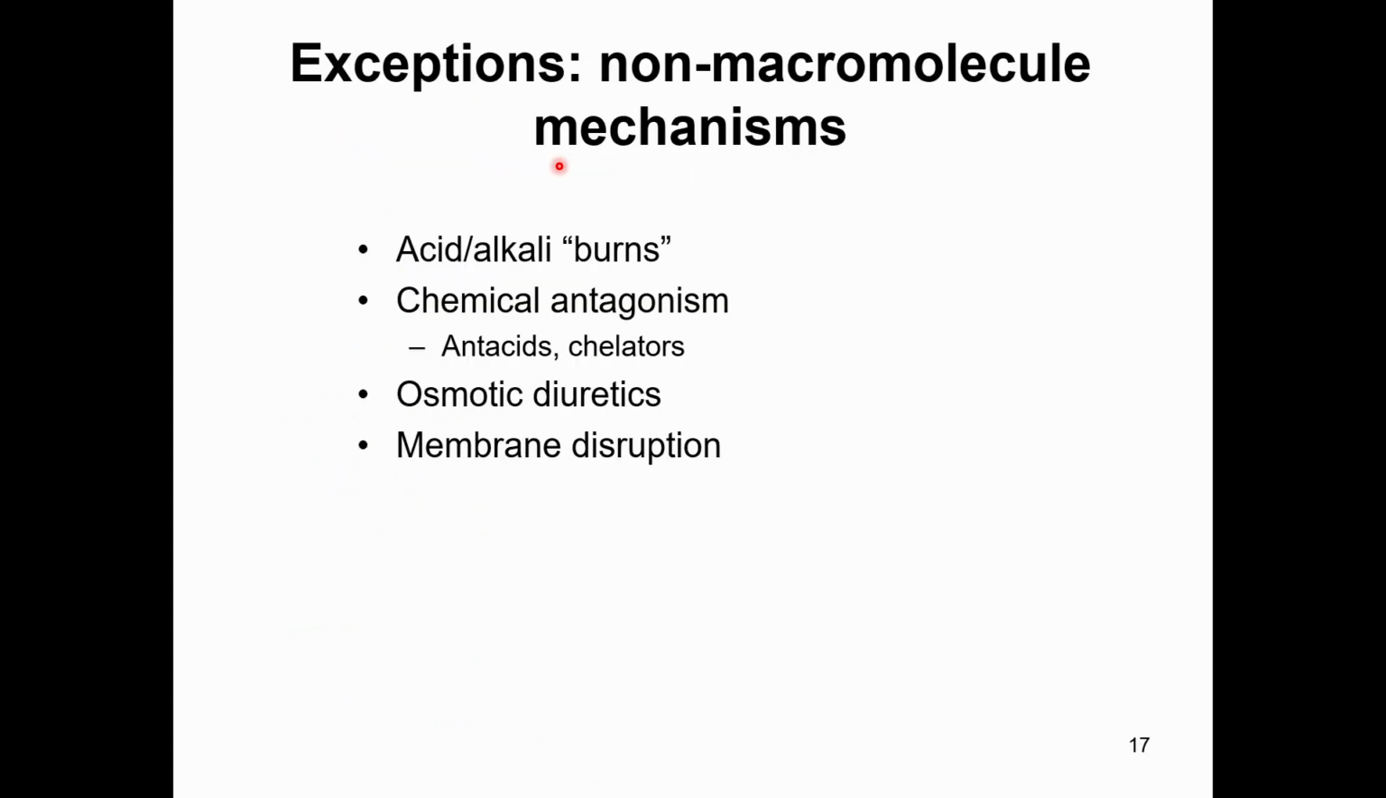Okay. And lastly, there are a few things that have non-molecular mechanisms. So for instance, alkali or acid burns, that's not really a particular target, it's just a feature of an acid or a base. You can have drugs that act by chemical antagonism. For instance, antacids just alter the pH in your stomach. Doesn't really have a target, it's just going to directly change the pH because it's a buffer, for instance. Chelators are drugs that bind other things and just take them out of action. They sequester them.